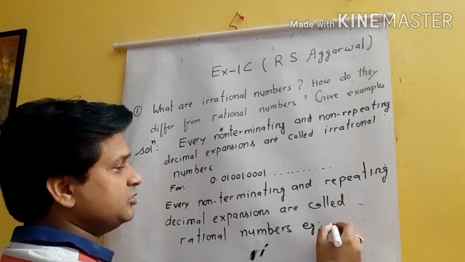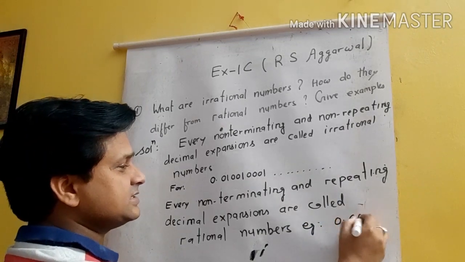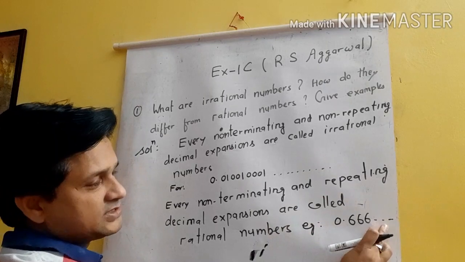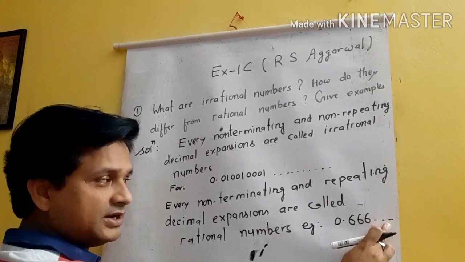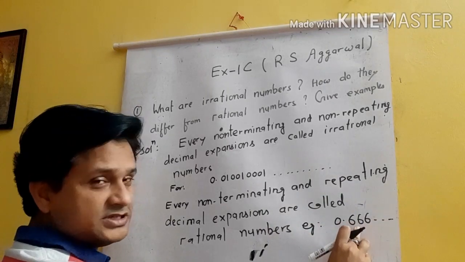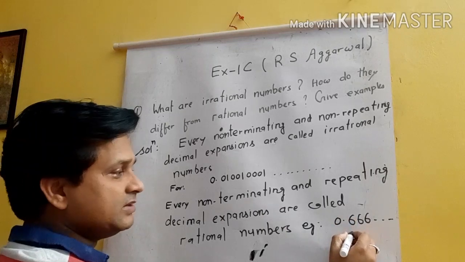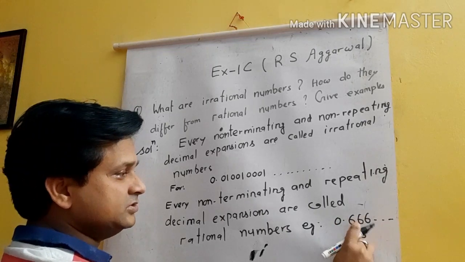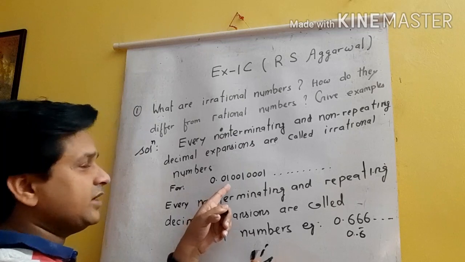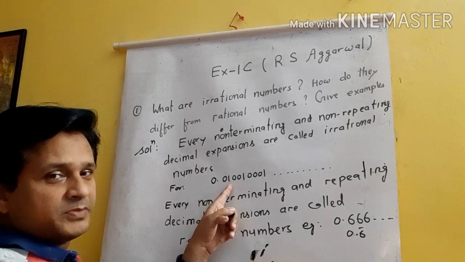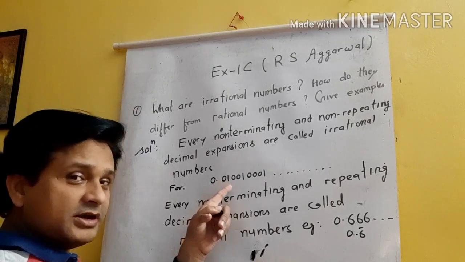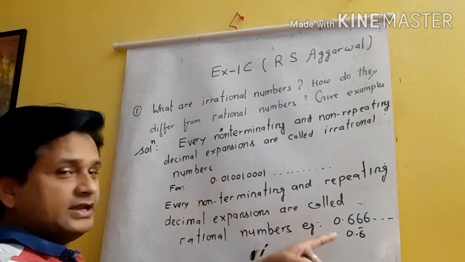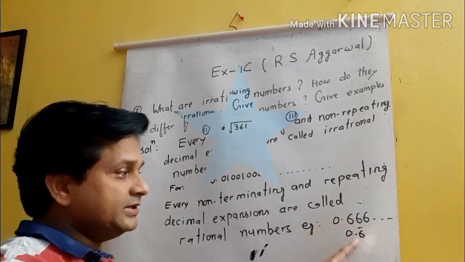Let's take one example. Suppose I take 0.666... You can see here this is non-terminating, and the same digit is repeating. So I can write it in the bar form also, 0.6 bar, but the other one cannot be written in bar form. That's why that is non-terminating and non-repeating, and here this is non-terminating and repeating.